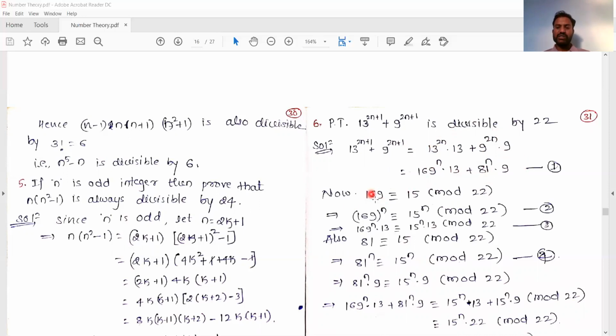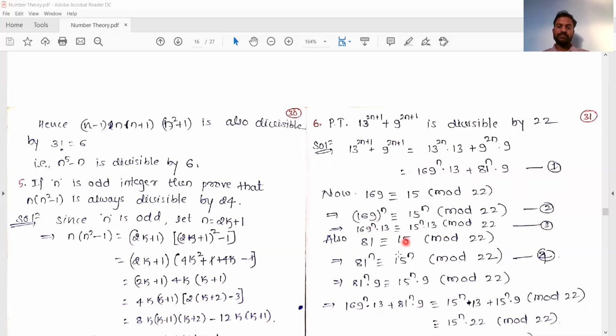Now we'll calculate for this. 169 is congruent to 15 mod 22. We have to divide this 169 by 22, so that we are getting the remainder as 15. So therefore, again by using the property of congruence, 169 raised to n is congruent to 15 raised to n mod 22. Now we have here 169 raised to n into 13, so 169 raised to n into 13 is congruent to 15 raised to n into 13 mod 22.